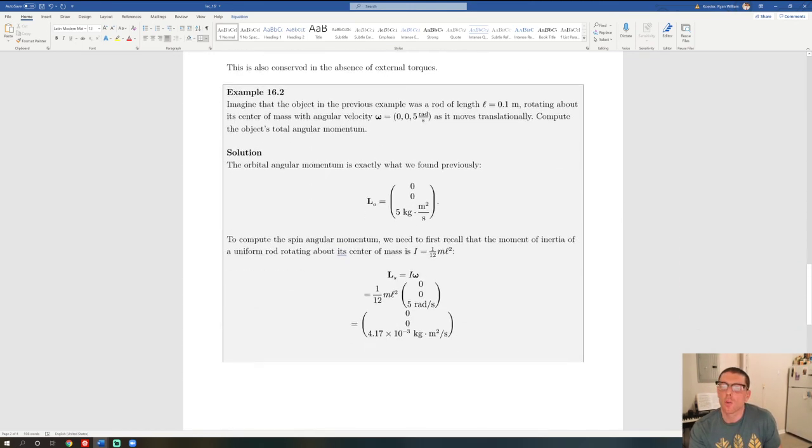Anyway, so we went through and we calculated the vectors for the spin angular momentum and the orbital angular momentum. And notice that these both have only z components.